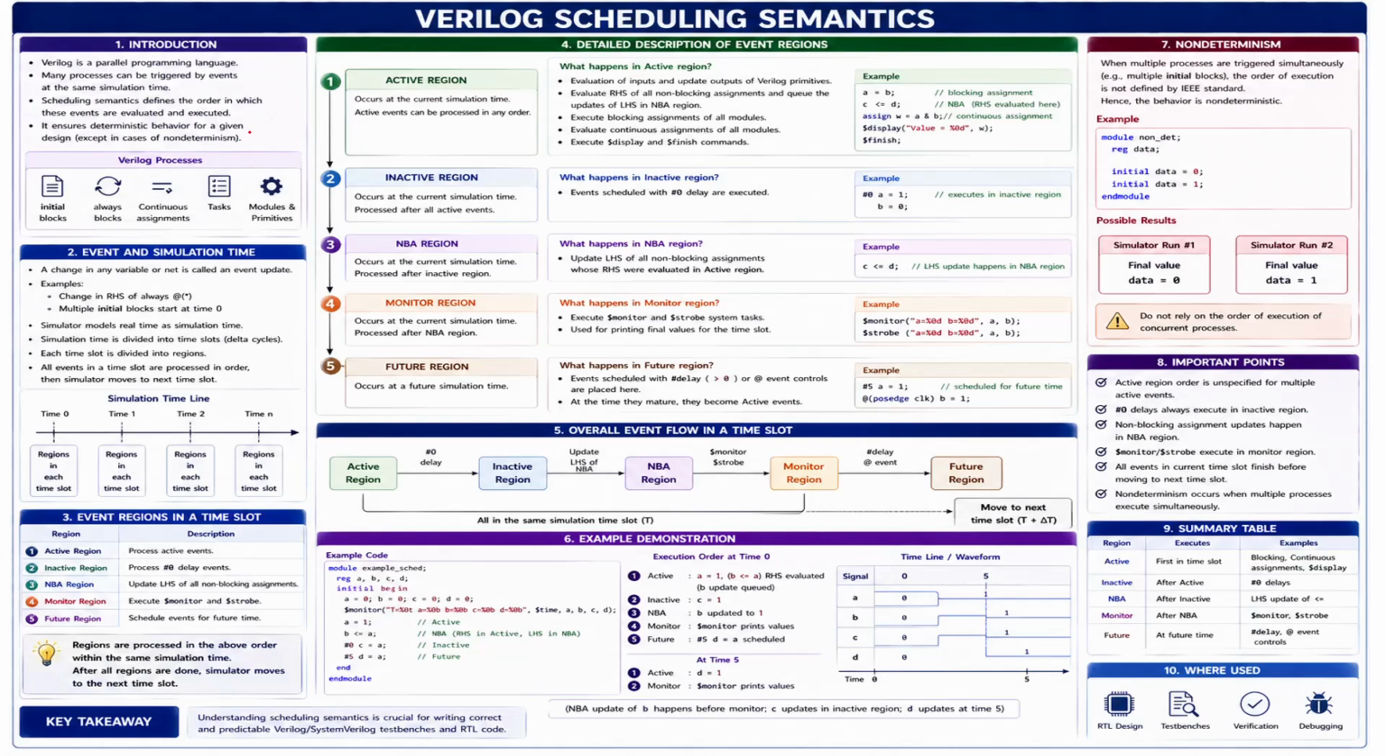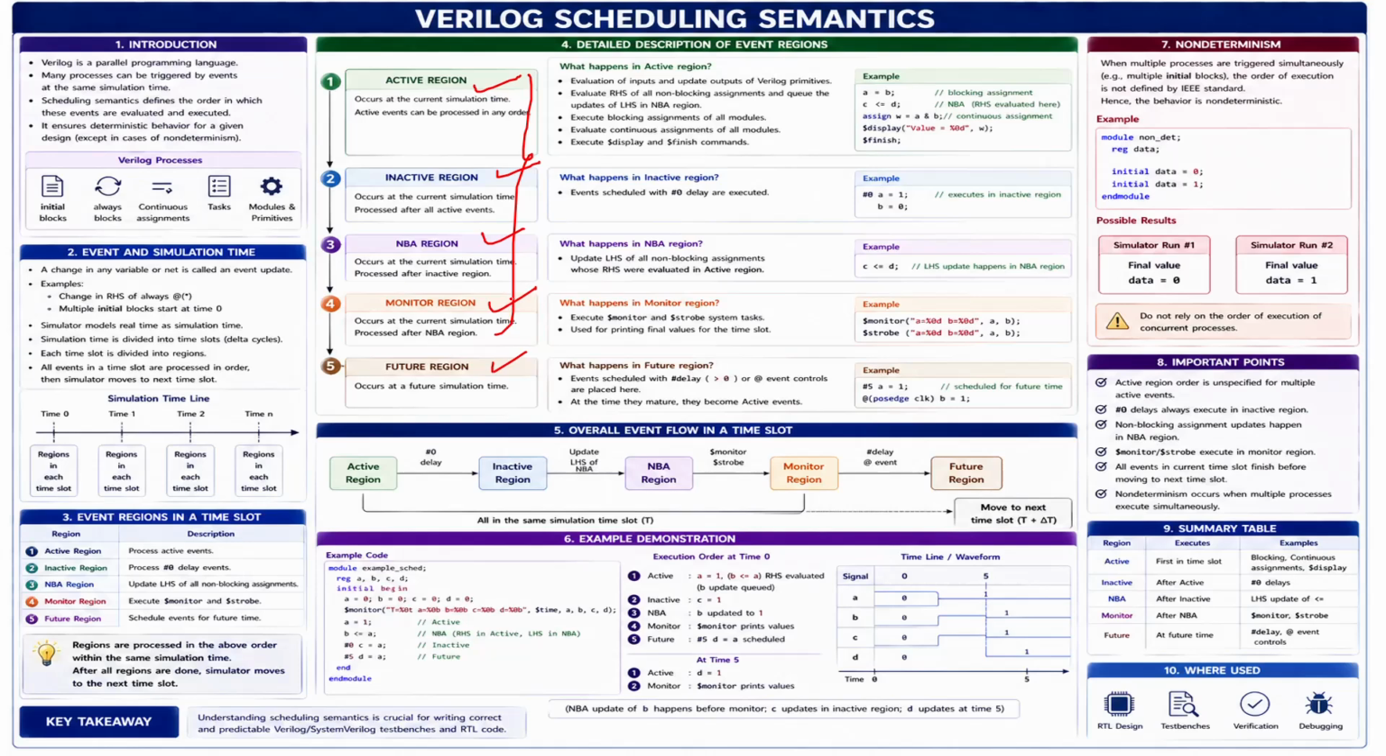In scheduling semantics there are regions. Okay, we are having four types of regions. We are having the active region, inactive region, NBA region, and monitor region. This future region is not anything here, just for future purposes only they have mentioned it. The main four regions are these regions only.